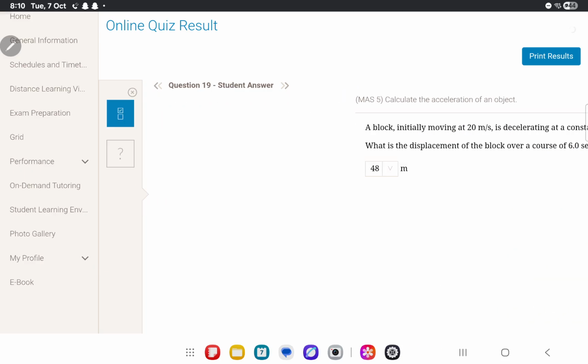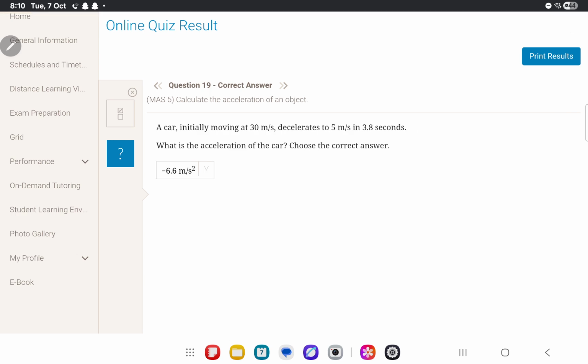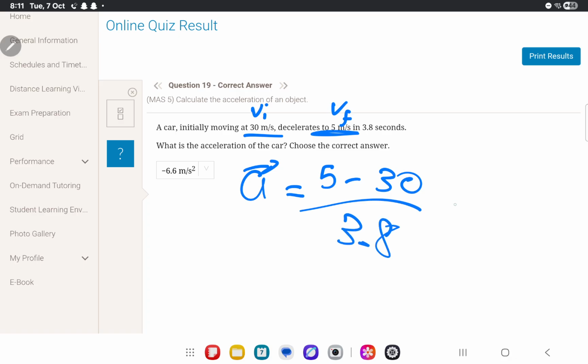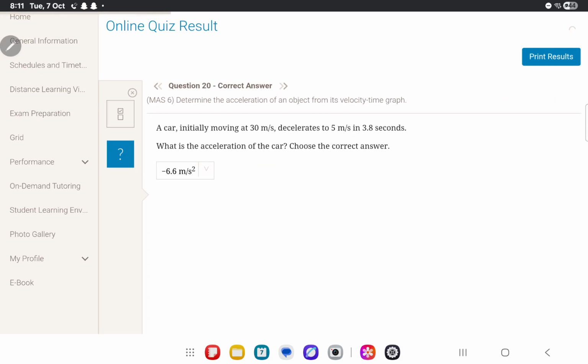Decelerating. Okay. Question 19. Sorry, I'm getting ahead of myself. A car initially moving at 30 meters per second decelerates to 5 meters per second in 3.8 seconds. What is the acceleration? Acceleration is going to be 5 minus 30 over 3.8, where 5 is V final and 30 is V initial. Do this on a calculator: negative 6.57, we're going to round to negative 6.6 meters per second squared. That's the answer.